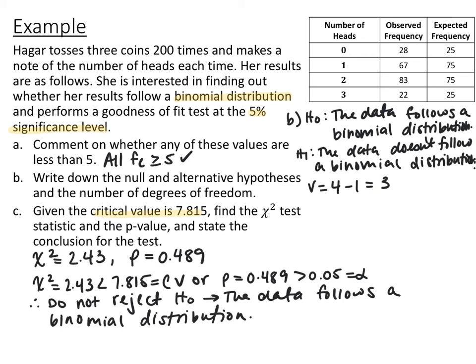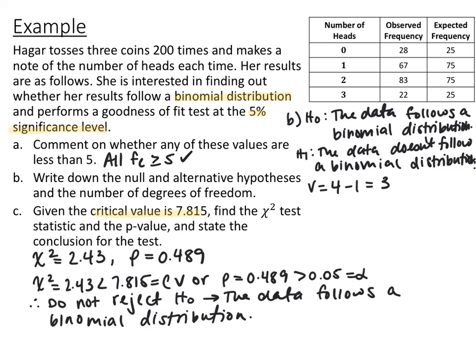So then using your graphing calculator, you should find that your chi-squared value was 2.43 and your p-value, your probability value, was 0.489. So then whether you use the critical value that they give us or the alpha level that they give us, our chi-squared value was 2.43, which is less than 7.815, our critical value, or our p-value of 0.489 is greater than our threshold value of 0.05. So either way, whichever way you look at it, we do not reject our null hypothesis, so therefore we are going to say that it does follow a binomial distribution.